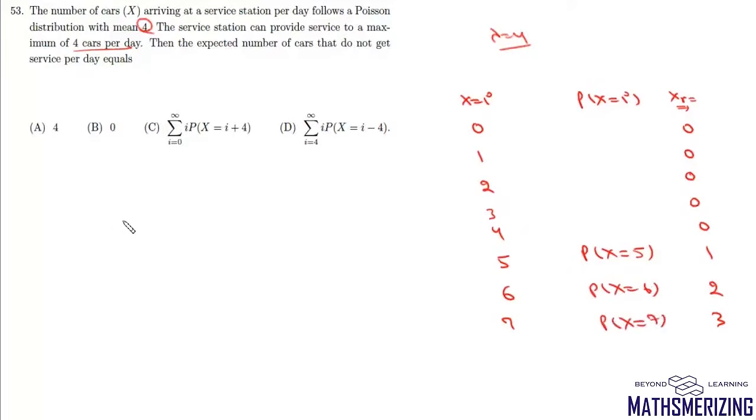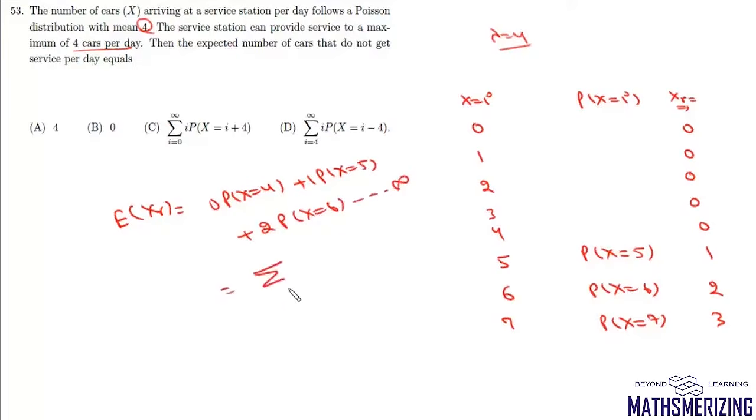So we can write the expected number of returned cars will be 0 into P(X equals 4) plus 1 into P(X equals 5) plus 2 into probability X equals 6, and it goes up to infinity, which we can write as the sum of I into P(X equals I plus 4), where the value of I varies from 0 to infinity, and that's your option number C.